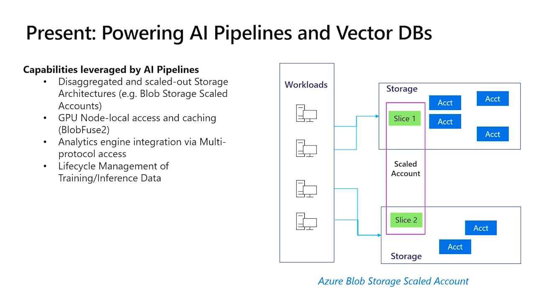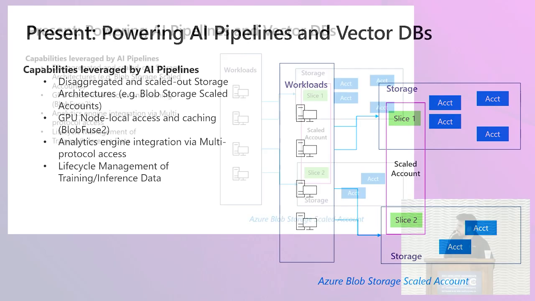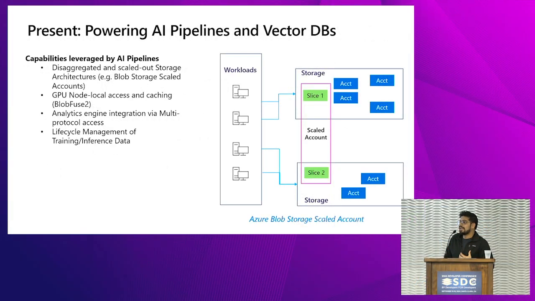Vamshi, of course, talked about GPU node local access and caching. There is a bunch of analytics engine integration and protocol access that enables the ability to have those kinds of processing pipelines where you can use tools like Spark, Hadoop, Databricks to be able to perform multiple kinds of data pre-processing before you push this data into LLMs.